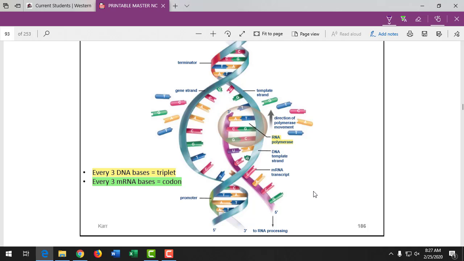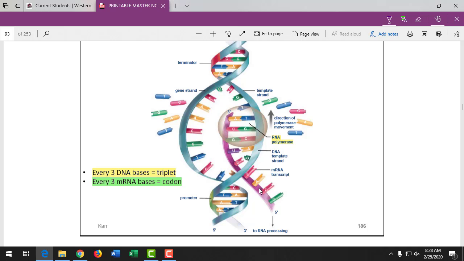So we looked at transcription. Every 3 DNA bases is called a triplet. Every 3 messenger RNA bases is called a codon. So this process here is transcription because I'm making a single-stranded messenger RNA right here. You can see it being formed. The purple strand is the single-stranded messenger RNA. And this is the unwound DNA molecule. And I can see I'm making messenger RNA because here's an A on the DNA and I dropped a U instead of a T to make my messenger RNA strand.